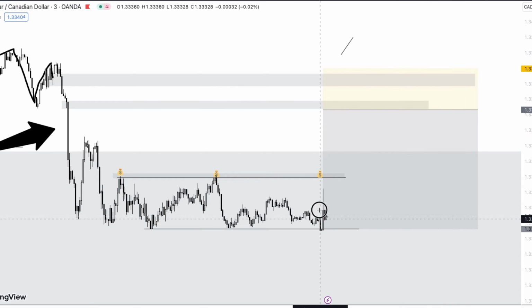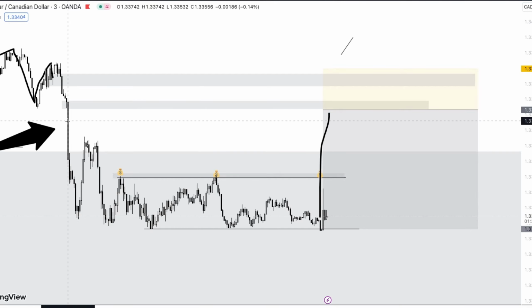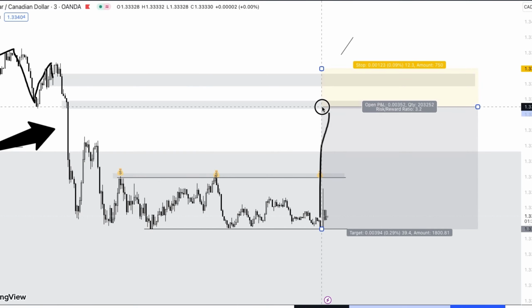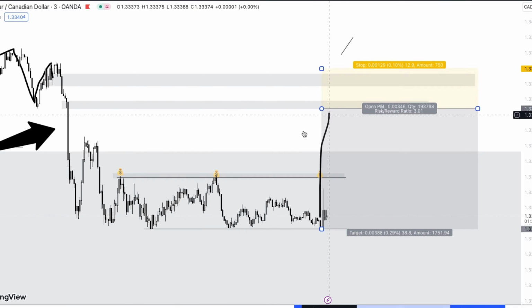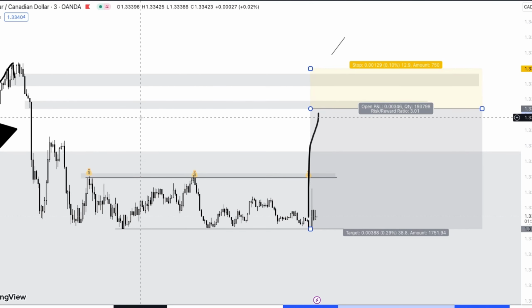it to break out and go to my supply zone, otherwise known as my imbalance or gap. And I have two gaps here. The first one I'm more confident in, so I have the SL here just above the last one. But this is basically my trade that I have planned for tomorrow. I just wanted to quickly explain this to you guys.